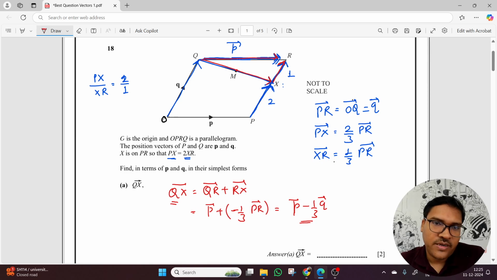Now what is the meaning of position vector? That means if you join the point with origin, that is the meaning of position vector. That means you have to find this vector. How will I get this vector?